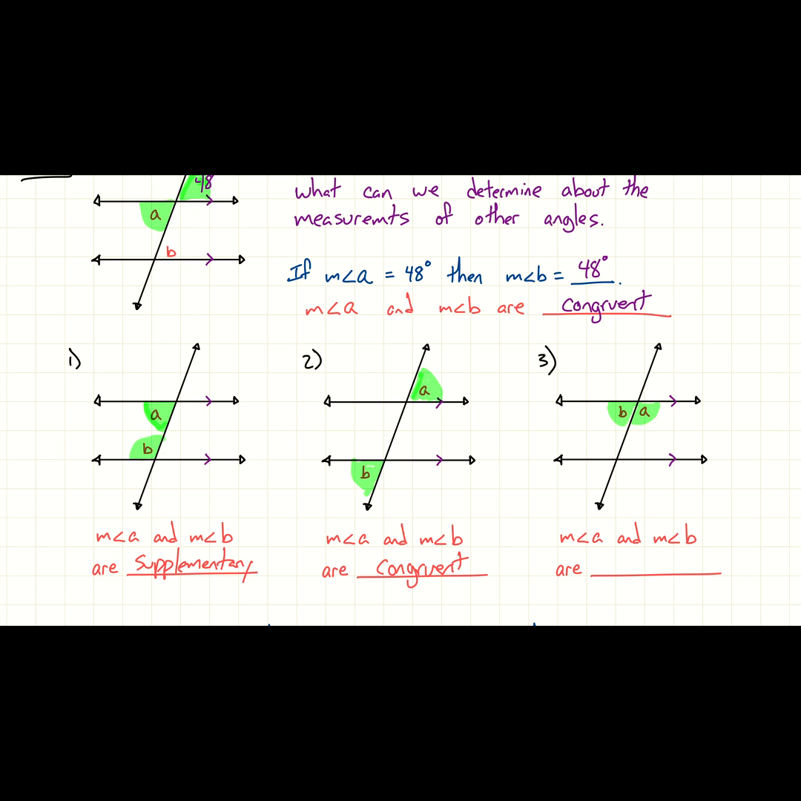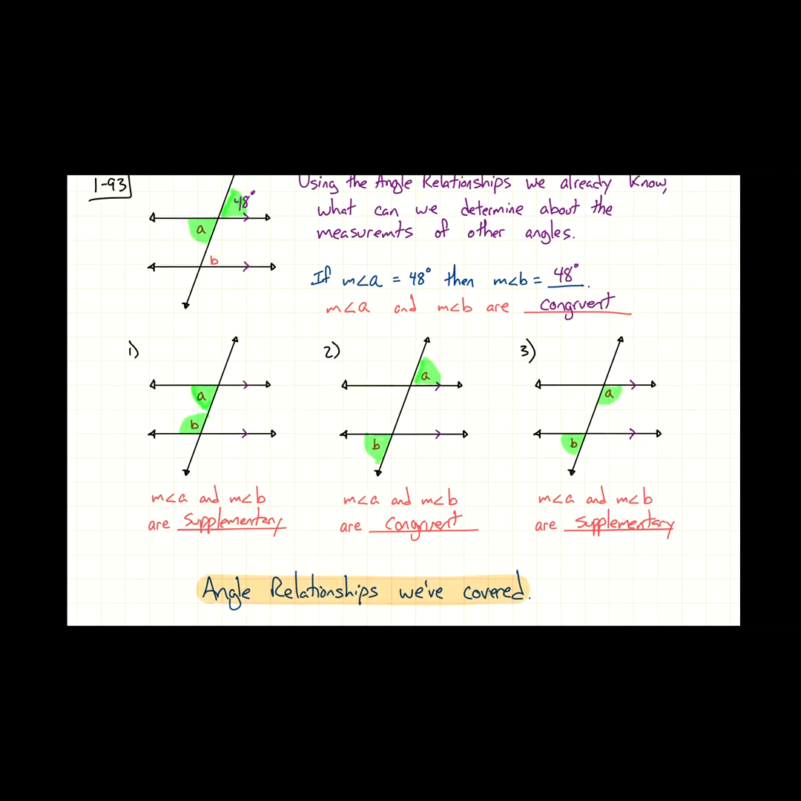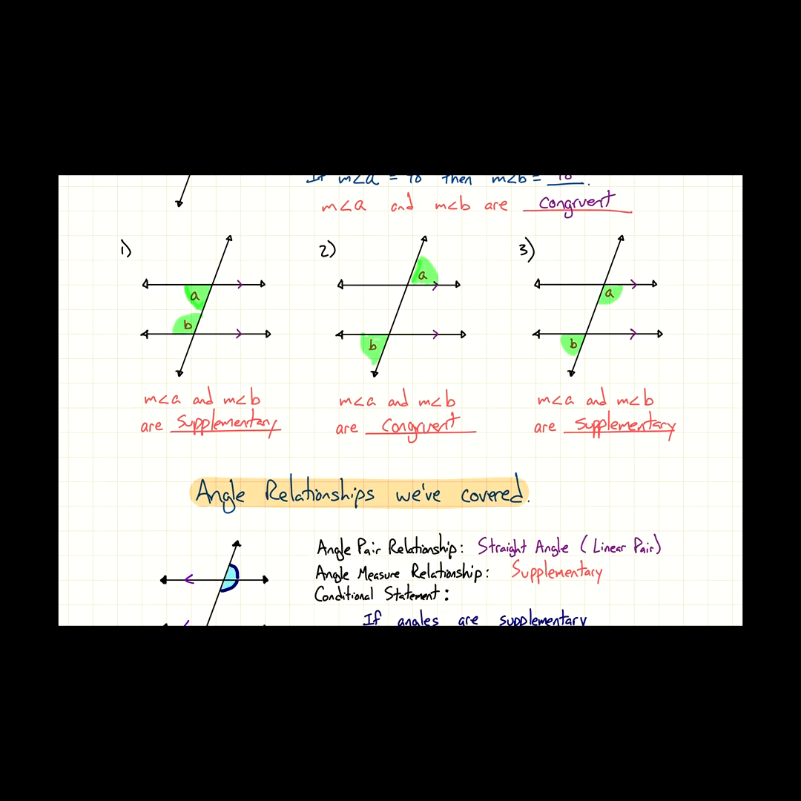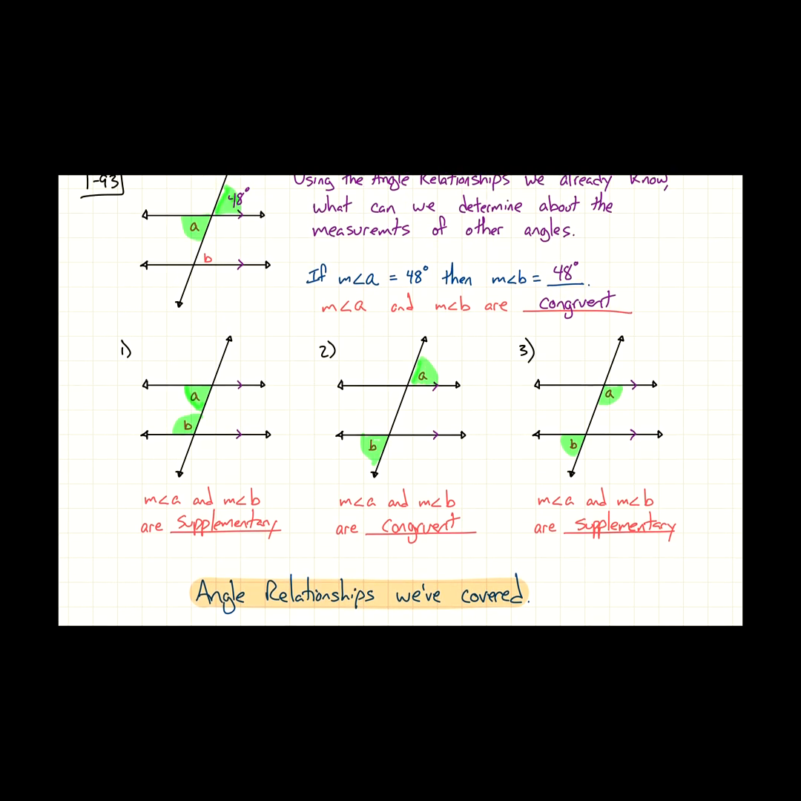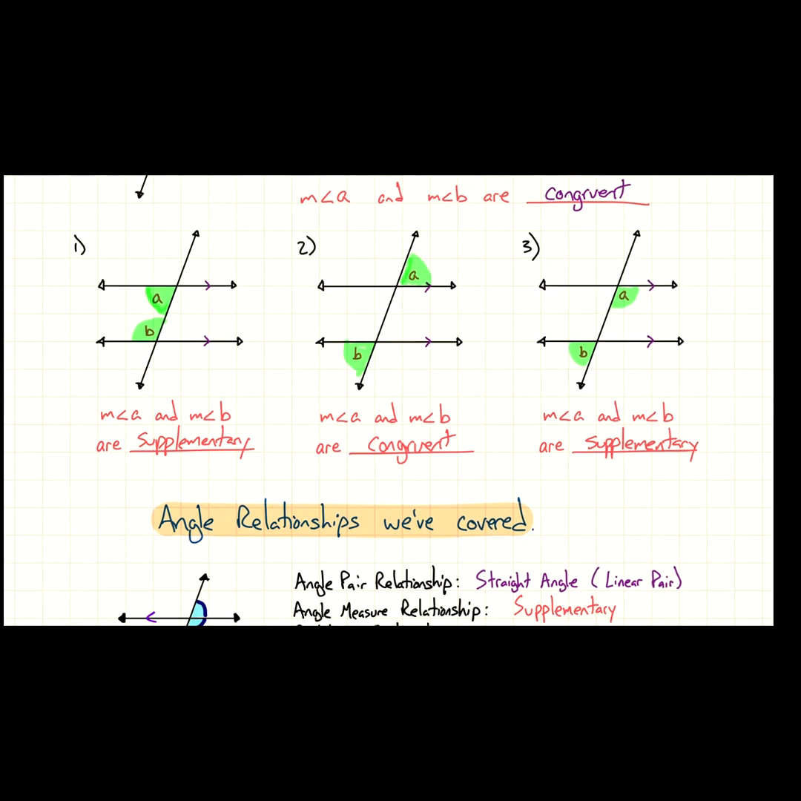So anytime we have that, that must mean if they add up to 180, just like we saw over here, these are going to be supplementary. Okay, so these are the angle measurement relationships that we talked about last time. This did come up. Hopefully that makes a little bit of sense.